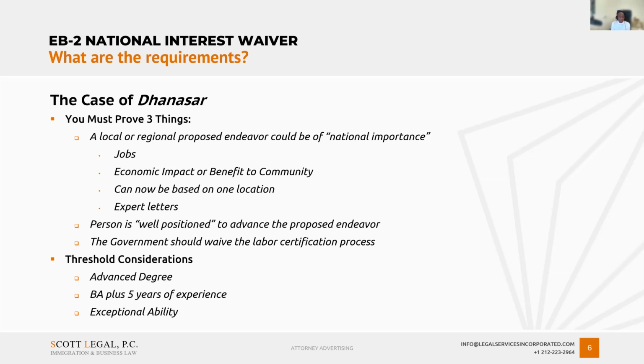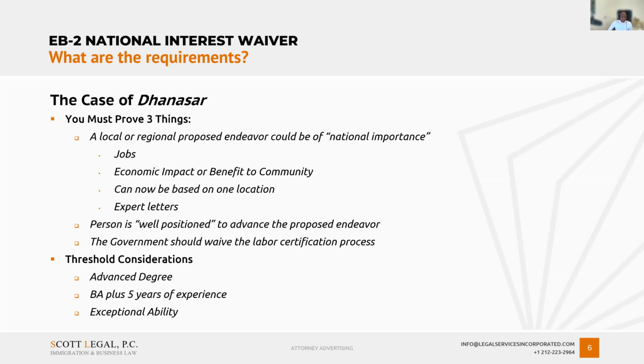So now let's go to the actual requirements of the hard part. The hard part of the National Interest Waiver is based on a case called Dhanasar, and you have to prove 3 things. The first thing you have to prove is that the endeavor has substantial merit or is nationally important. To do that, it could be that you're talking about job creation, economic benefit, or that you've invented something. Any of those things could work for a national interest waiver.